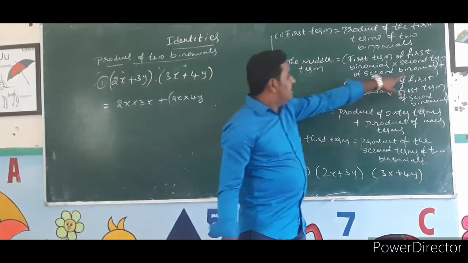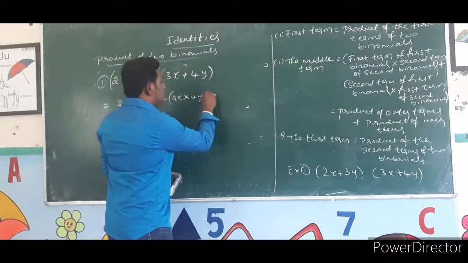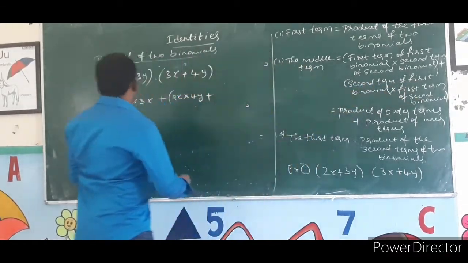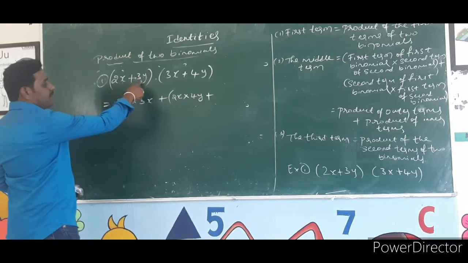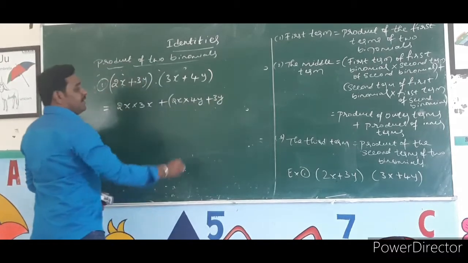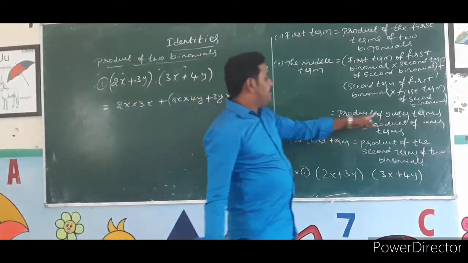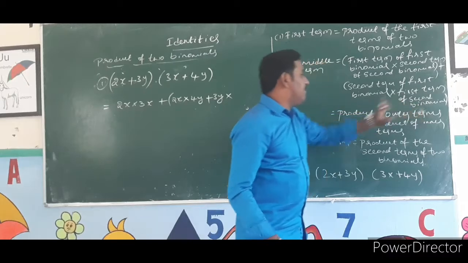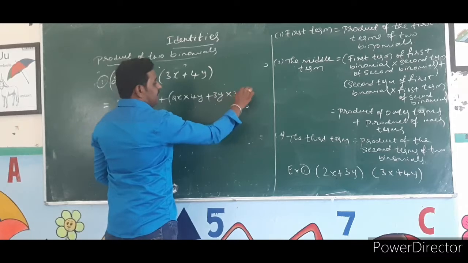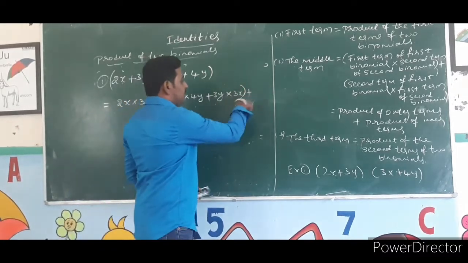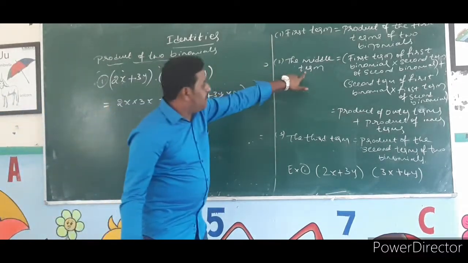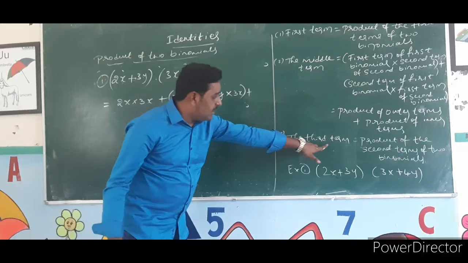Next plus. Next, what is that? The second term of the first binomial. What is the second term of the first binomial? That is 3y into. What is that? The first term of the second binomial. What is the first term of the second binomial? That is 3x. Next, the last, third step. So this is the first term, this is the middle term. Next I am going to solve the third term.